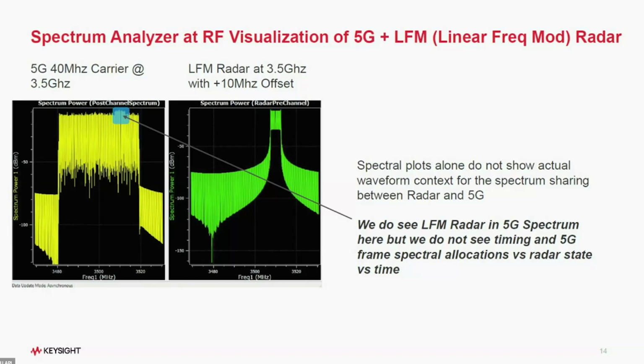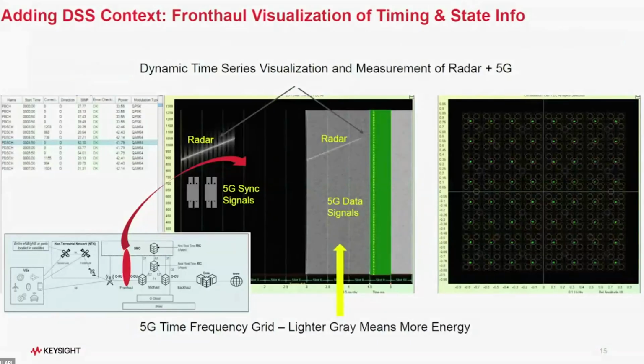You can't tell what's happening with timing between 5G and the radar. There's a lot of stuff that's missing from just looking at the spectral plot. So now, if I take a look at the ORAN Fronthaul, at that exact same data, only in a different way, now in the time frequency grid, the vertical axis is frequency, and the horizontal axis is time, and these blocks here are the 5G Lego blocks of data, right? The light green blocks are the pilots, DMRSs for channel estimation, and the dark green blocks are your data.